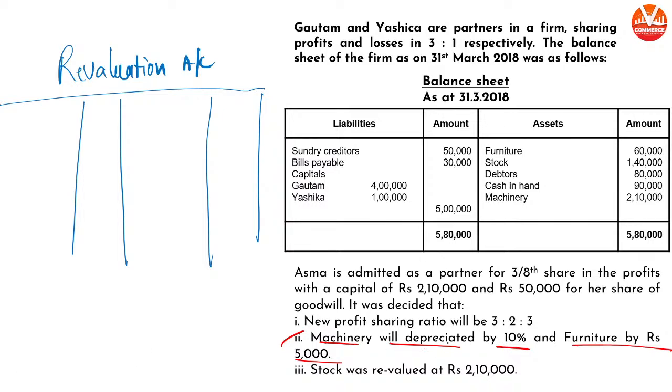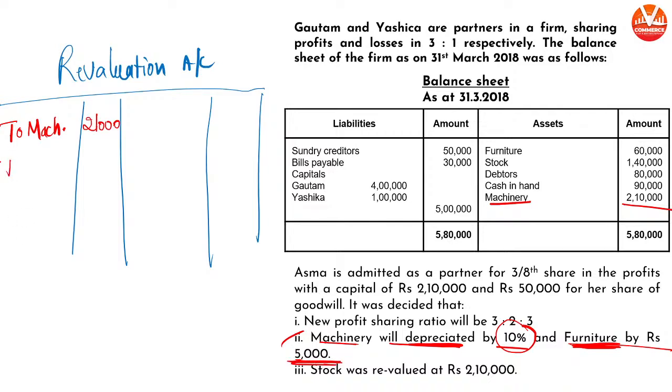So, machinery will be depreciated by 10%. Your machinery is decreasing by 10%. It is a loss for you. So it will be recorded on the debit side of revaluation: to machinery. 10% of 2,10,000 will be 21,000. So to machinery 21,000. Then furniture is also depreciated by 5,000.